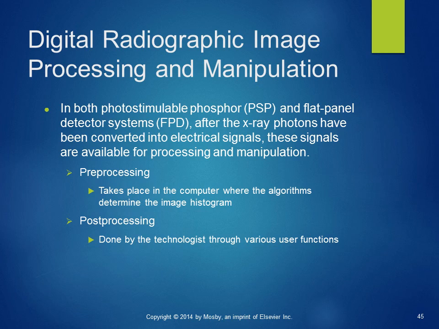Chapter 3. Digital radiographic image processing and manipulation. In both photostimulable phosphor, or PSP, and flat panel detector systems, FPD, after the X-ray photons have been converted into electrical signals, these signals are available for processing and manipulation. Pre-processing takes place in the computer where the algorithms determine the image histogram. Post-processing is done by the technologist through various user functions.